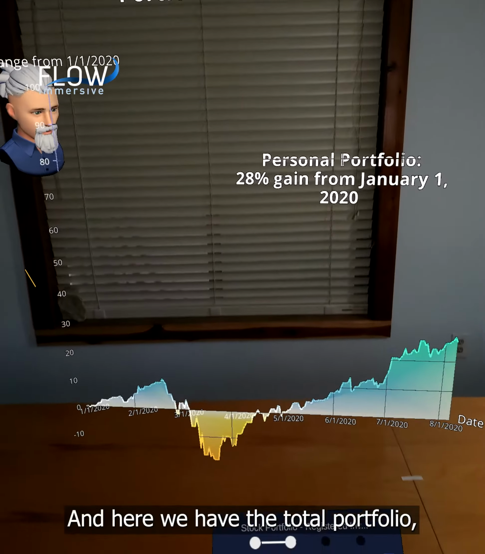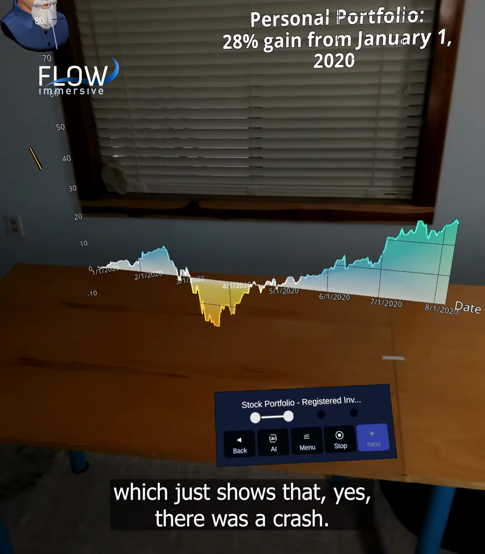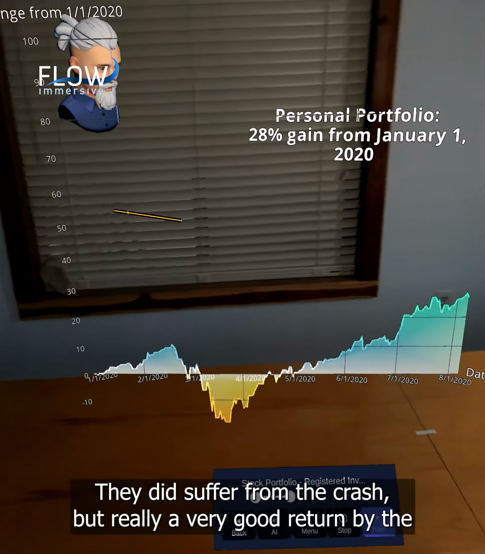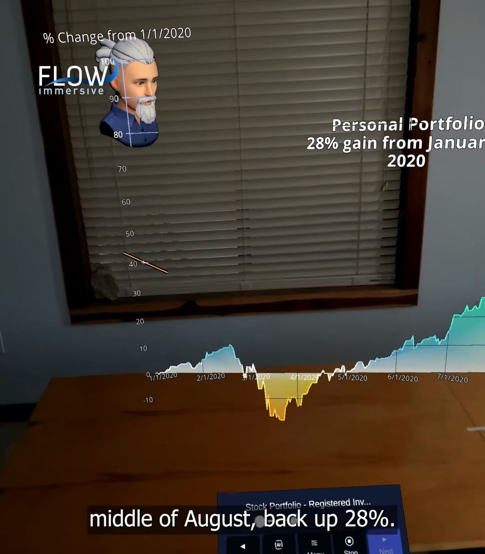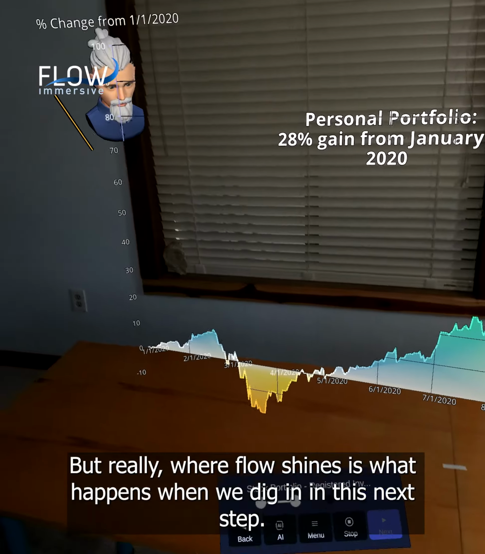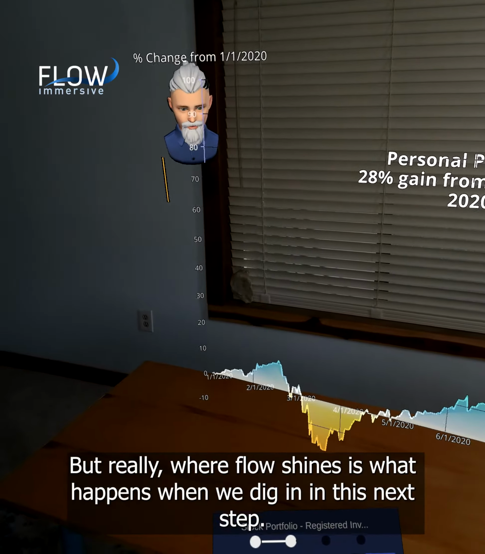And here we have the total portfolio, which just shows that, yes, there was the crash. They did suffer from the crash, but really a very good return by the middle of August, back up 28%. But really where Flow shines is what happens when we dig in this next step.